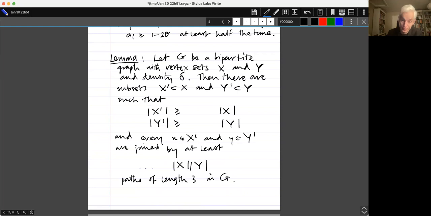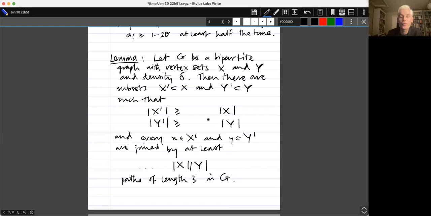It's because to get from X to Y by a path of length 3, you first of all have to choose some vertex in capital Y, then you have to choose a vertex in capital X, and then you have to go to Y. So the absolute maximum possible would be if you could choose any vertex you like in Y and any vertex you like in X, and then you could go from X to that vertex to Y.